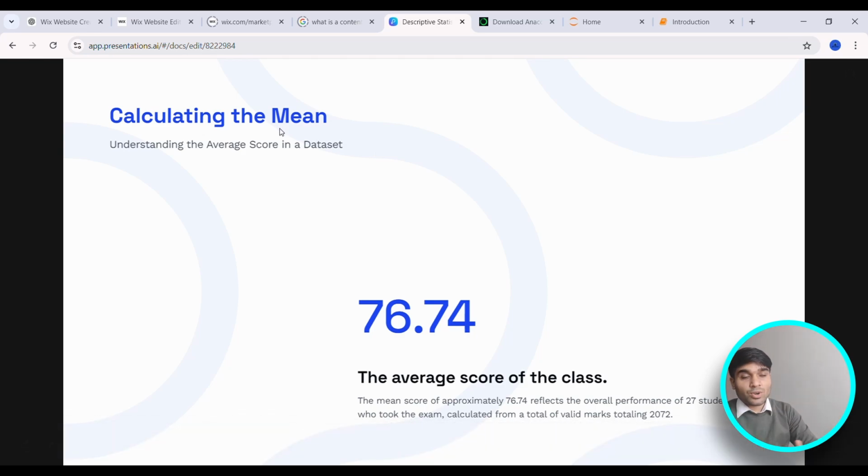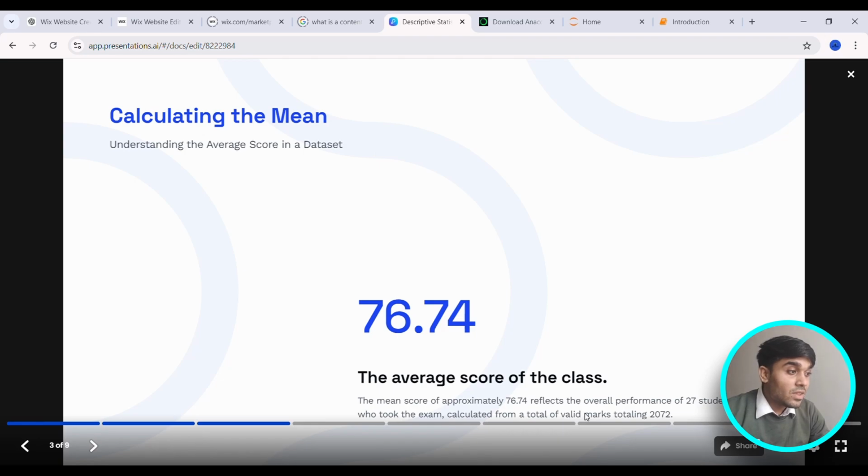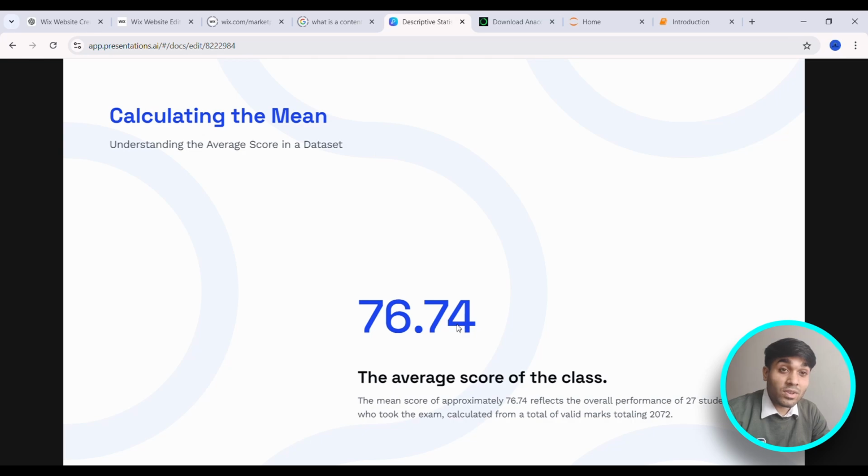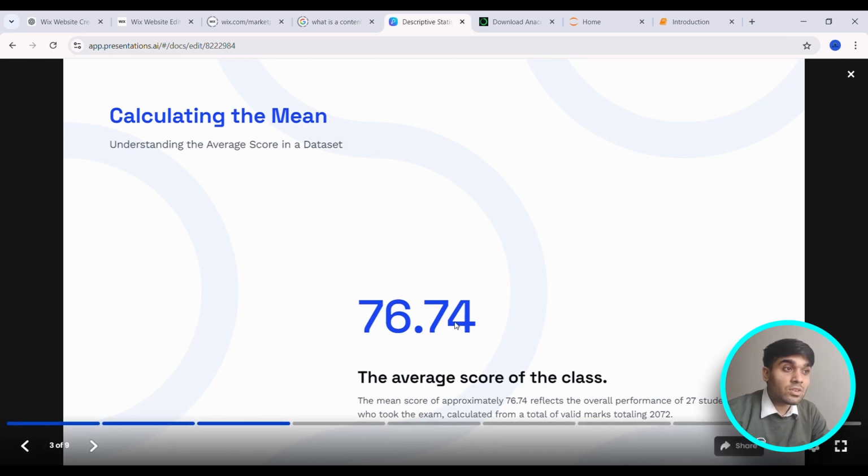Now the friend who scored 20 is above average and your marks are below average. So that's how it's going to work with mean. For the 27 students that we have, the average score is 76.74 and you scored 81 marks. So we can say we are above average. We scored really well, but we are very close to the mean. We cannot say we were exponentially good. We were just good enough, right?